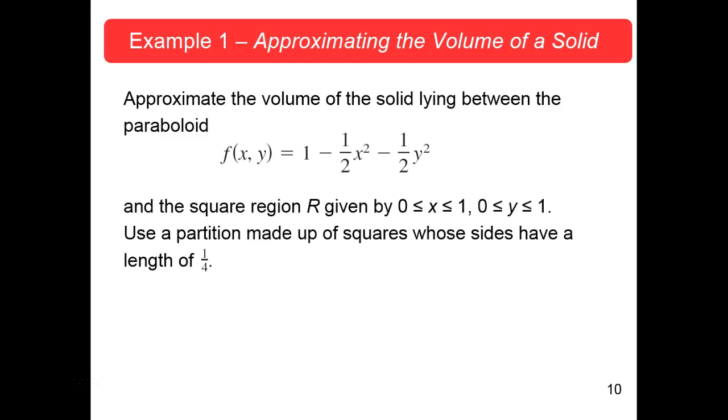Picture this now. Your x's are going to be 1/4, 1/2, 3/4, and 1. The y's are going to be the same, you might start with a 0: 0, 1/4, 1/2, 3/4, and 1. Now, when x is equal to 0 and y is equal to 0, f is 1. So that's going to be that very first one, right above the origin. When x is equal to 1/4 and y is equal to 0, this would be 1 minus 1/2 of 1/16.